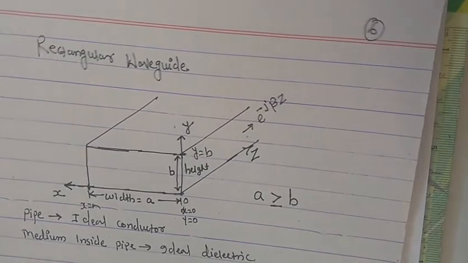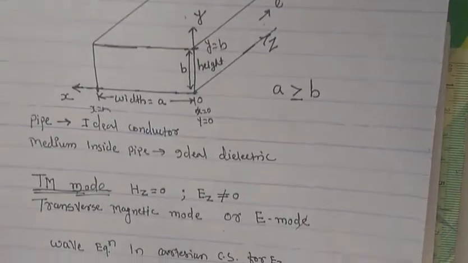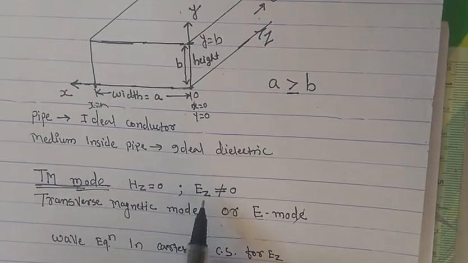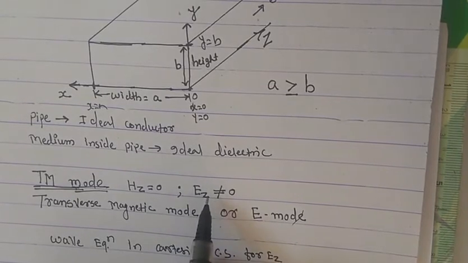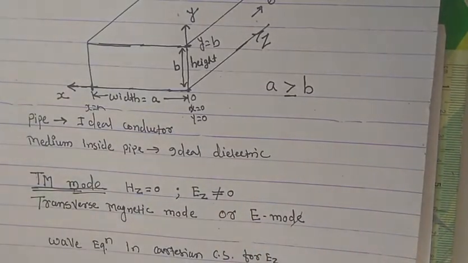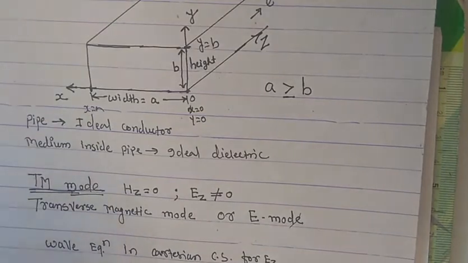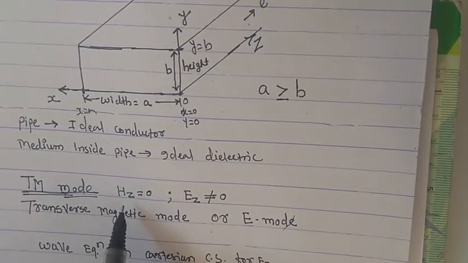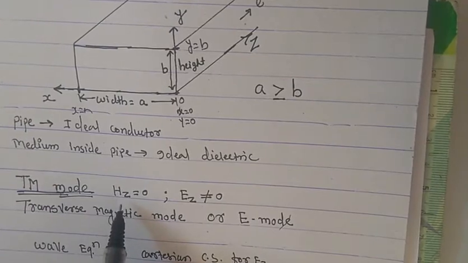The only difference is that in TM mode, we know that Hz is 0 and Ez is non-zero. So we have obtained the equation for Ez. But in case of TE mode, Ez will be 0 and Hz is non-zero. So we should find the solution for Hz. So let us start the transverse electric mode analysis.